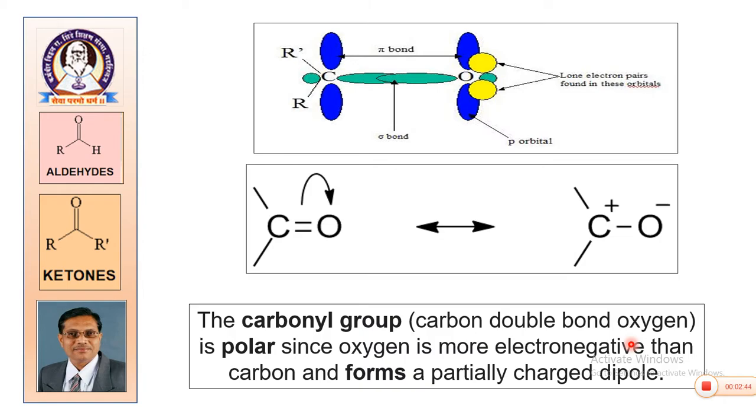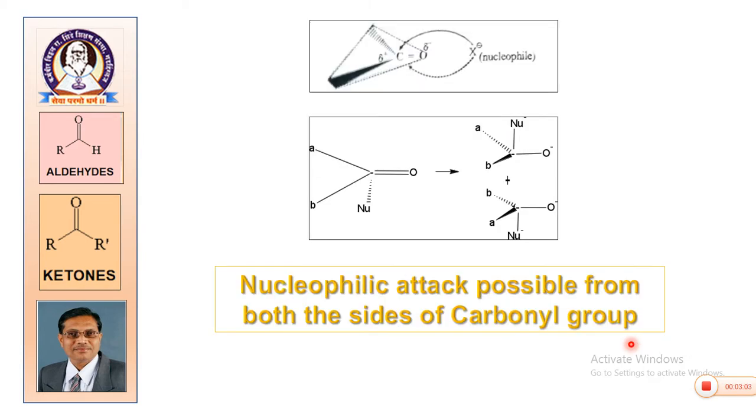The carbonyl group is a polar group which creates a partial positive charge over the carbon and partial negative charge over the oxygen atom, and this charge separation, this polarization is responsible for the chemical reactions of carbonyl group. As the molecule is planar, there is a possibility of attack of the nucleophile from both the sides.